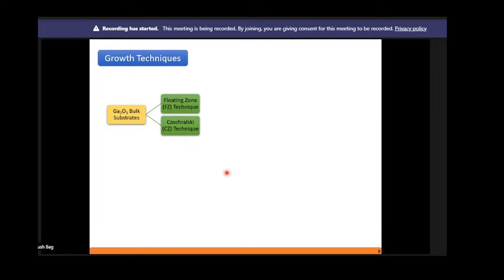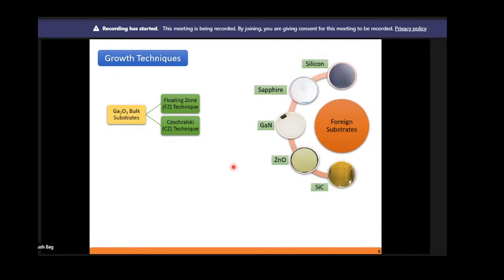Now for the material development, this can typically be done in 2 ways. One is the bulk growth. Bulk growth means the substrate and the device active layer are all made of the same material. So that is called bulk growth or bulk material development. And for that, gallium oxide has 2 methods: the floating zone technique and the Czochralski technique. Apart from that, we can also integrate this gallium oxide on other material.